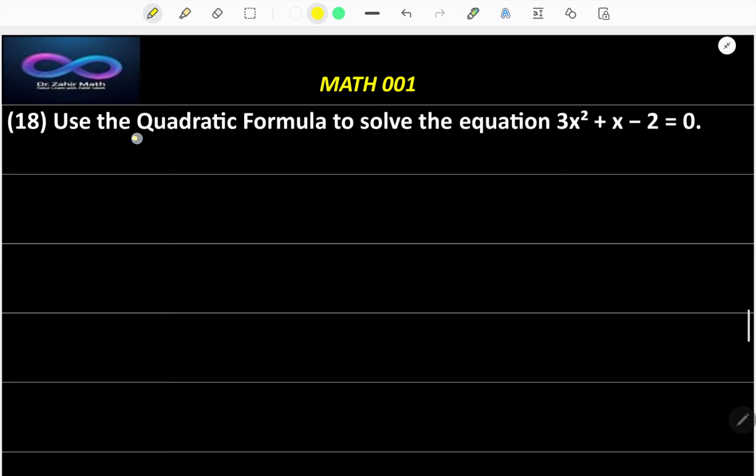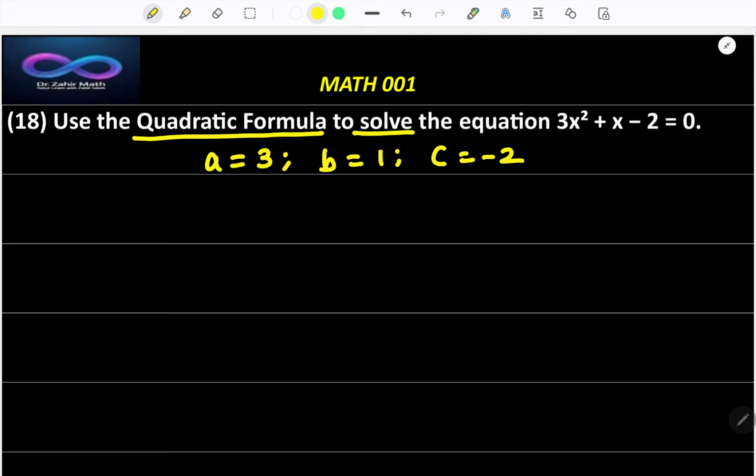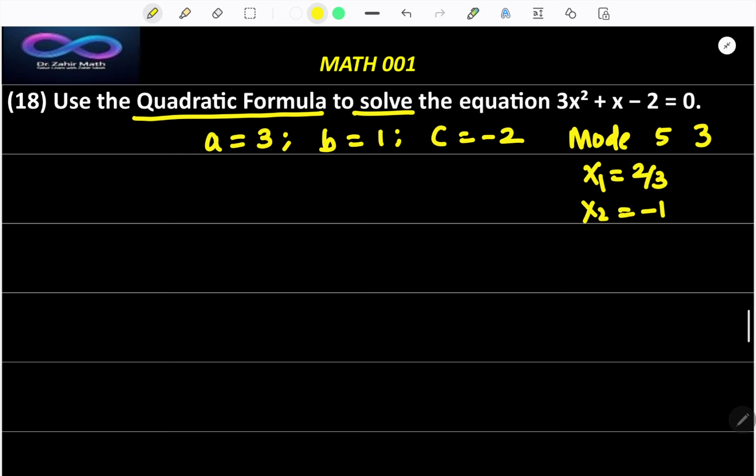Use quadratic formula to solve the equation. So what is the a value? 3. What is b value? 1. What is c value? Minus 2. Go to your calculator everybody. Mode 5 and then 3. This is only for checking. So this is 3 equal, 1 equal, minus 2 equal. If you press this one, I will get x1 equals 2 by 3 and x2 equals negative 1. Just keep it in your hand and we will see whether we get the same answer or not.